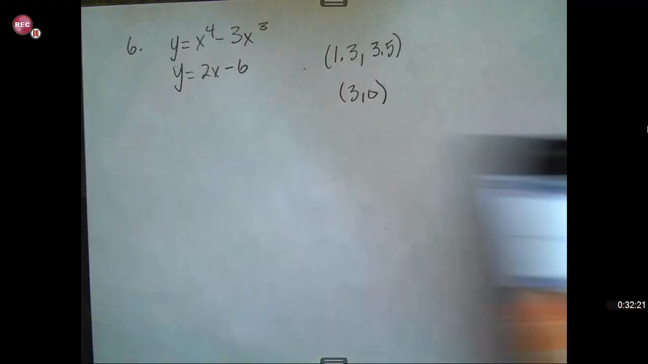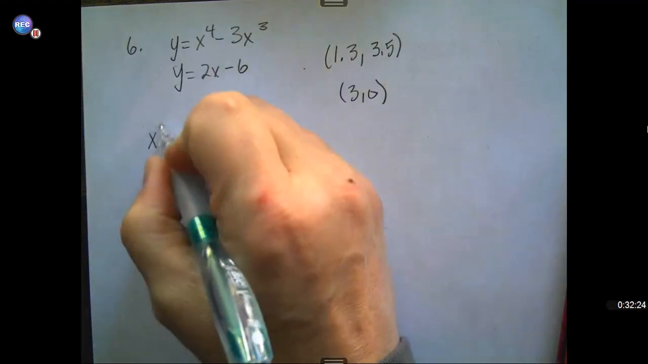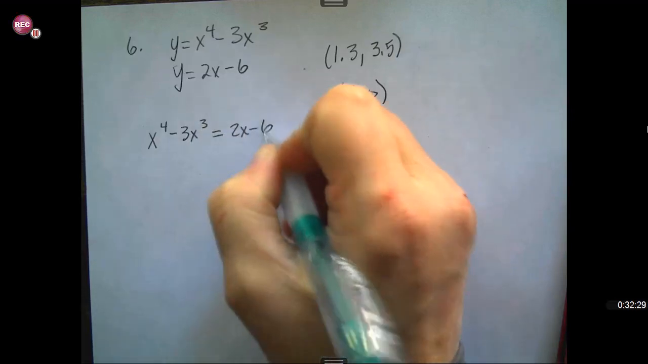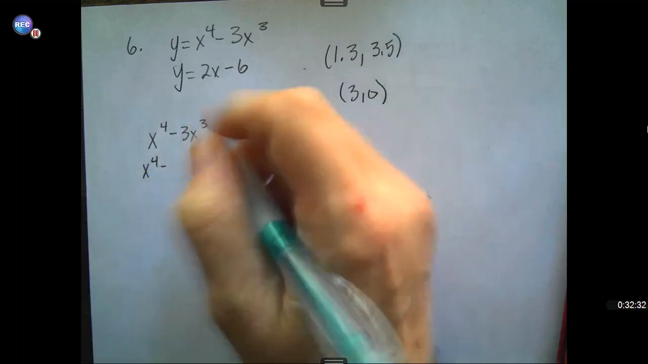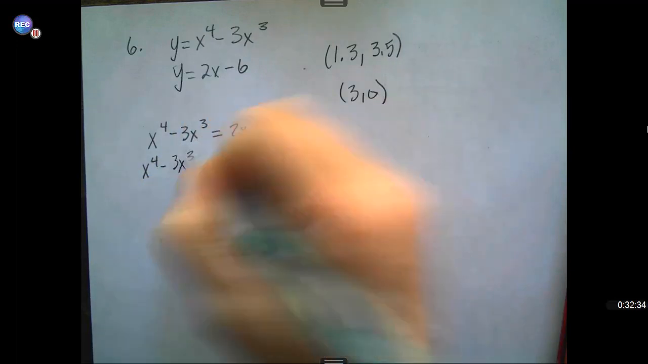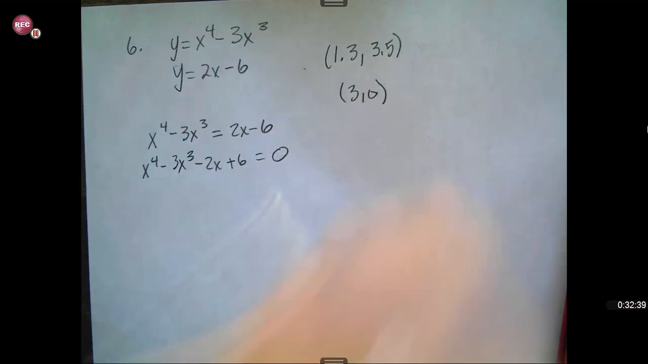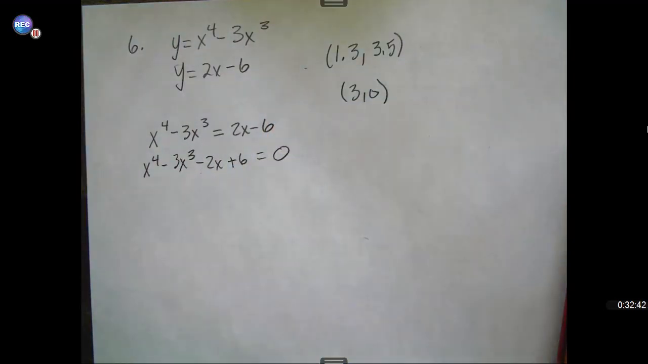To do this by hand, you would set these equal to each other. X to the fourth minus 3x cubed equals 2x minus 6. And then you would get x to the fourth minus 3x cubed minus 2x plus 6. And then you would use the rational roots theorem and figure out a root, which is obviously 3. And then you would divide that out, and you'd be down to a cubic. I don't know that the cubic would factor because I don't know that we're seeing any other roots.